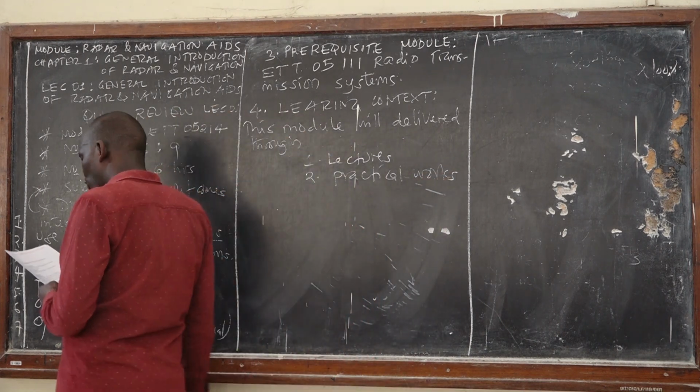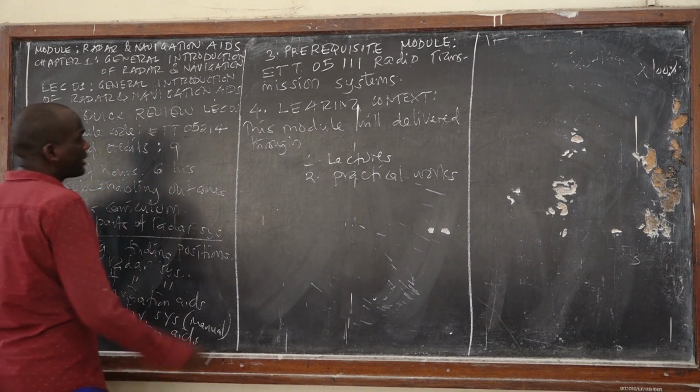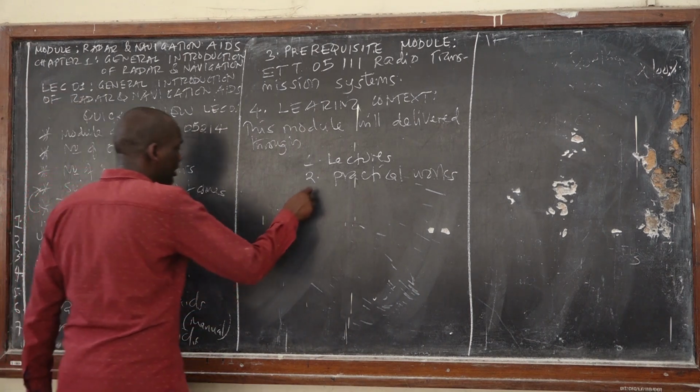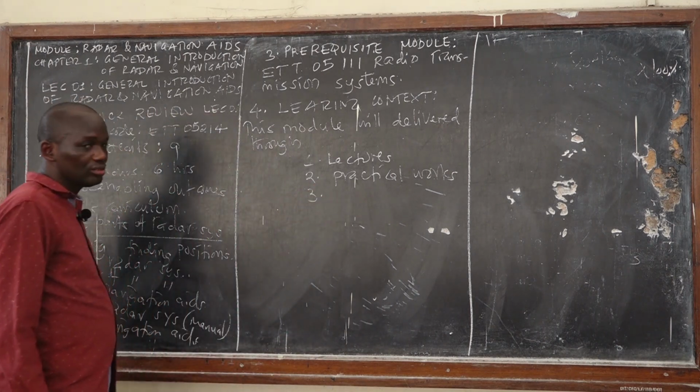Practical works. When you say practical works, you should not be limited to thinking that maybe we have a radar so we may do the practical. Industrial practical training is also a module, and it's a practical module. So you should not be limited to saying we didn't go to the workshop to do the practicals for radar.